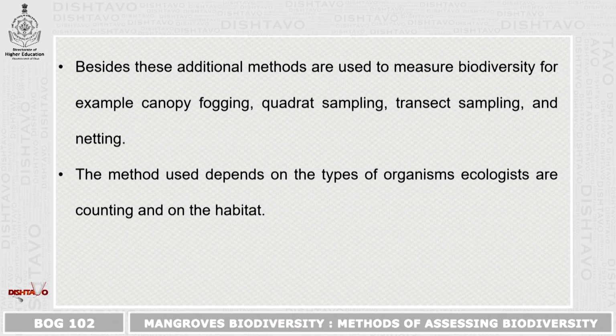Besides this, there are additional methods which are used to measure biodiversity, for example canopy fogging, quadrat sampling, transect sampling, and netting. The method used depends on the type of organisms ecologists are counting and on the habitat in which they live.